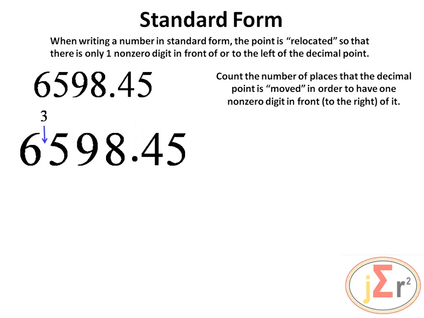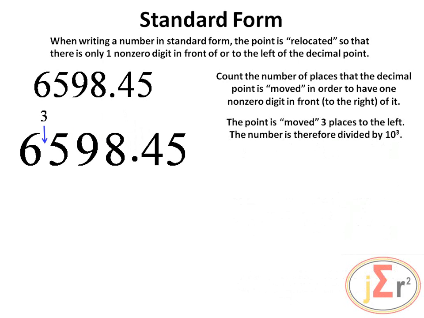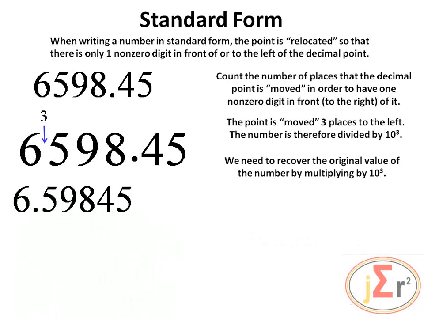That is where we are going to place our decimal point, and we have counted 3. The point is moved 3 places to the left. The number is therefore divided by 10 to the power of 3. We need to recover the original value of the number by multiplying by 10 to the power of 3. So when we move the point, that constitutes a division by 10 to the power of 3, because we have made the number smaller, so we are sure that it's a division. So we need to multiply by 10 to the power of 3, that it might be returned to its original value.